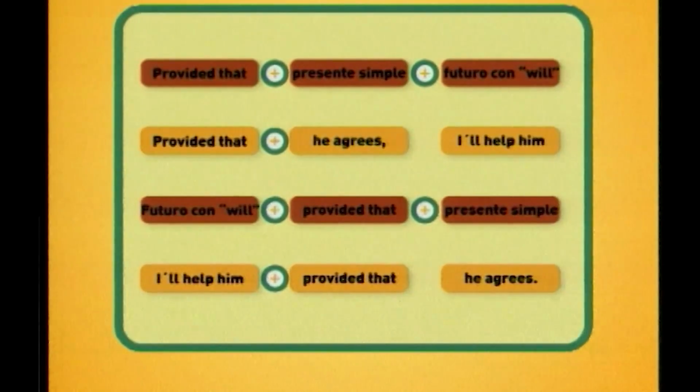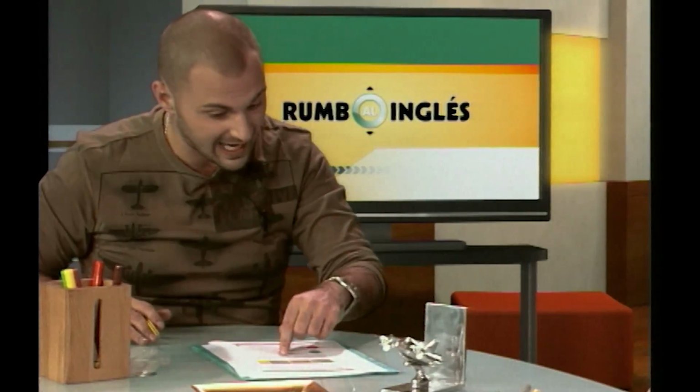I will help him. Now, a secondary structure we can do is I will help him provided that he agrees. Do you see what happens there? We put the future with will first, then provided that, and then he agrees, the present simple. So if provided that comes first, then you're using present simple and then the future. If provided that comes in the center, you're using the future with will and the present simple at the end of the phrase. You think you got that? I think so. Okay, let's take a look.